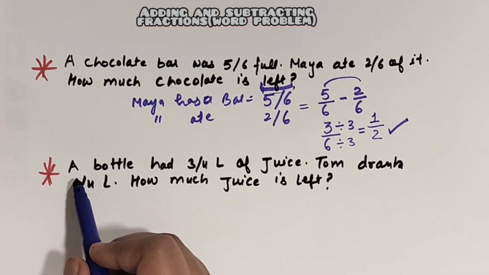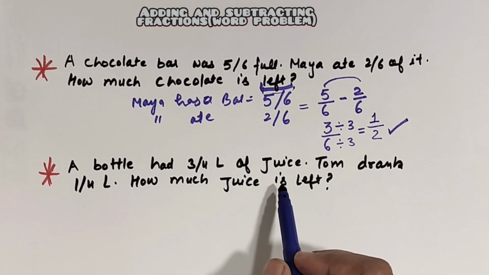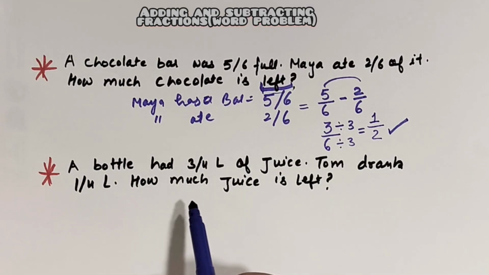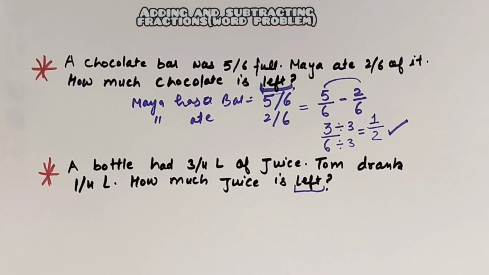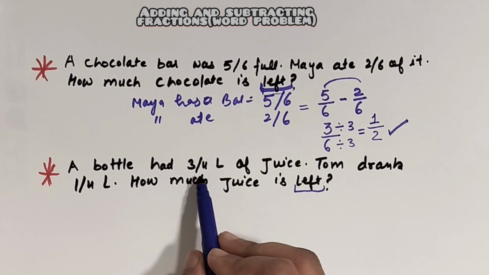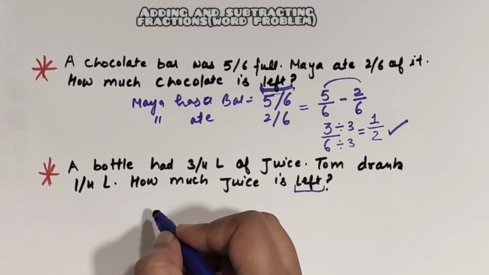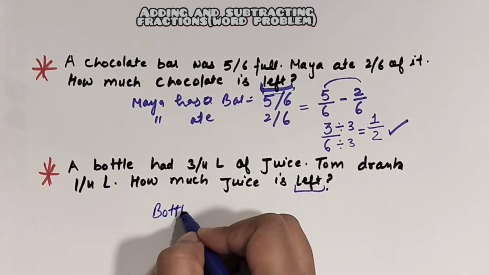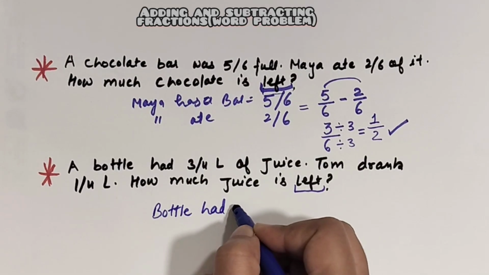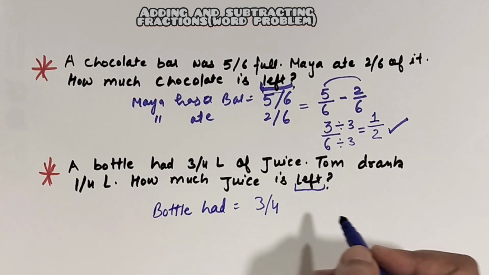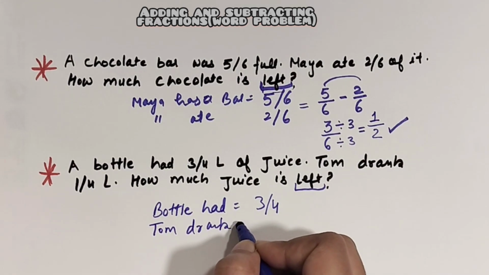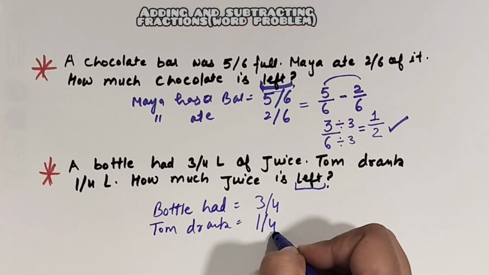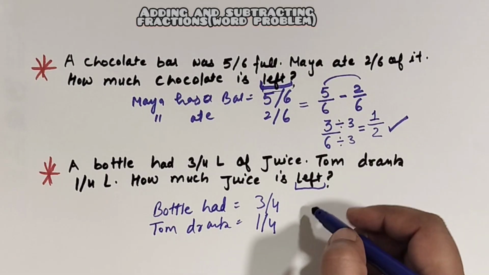Now the fourth question. A bottle had 3 over 4th liter of juice. Tom drank 1 over 4th liter. How much juice is left? Again, the word left is there in the question. So we know that we need to subtract. So I'm going to write here, a bottle had 3 over 4th part liter of juice, right? And then Tom drank 1 over 4th part of a liter of juice. Now we need to find how much juice is left.